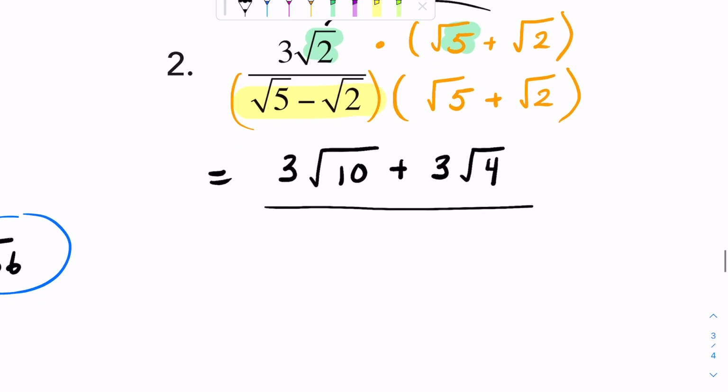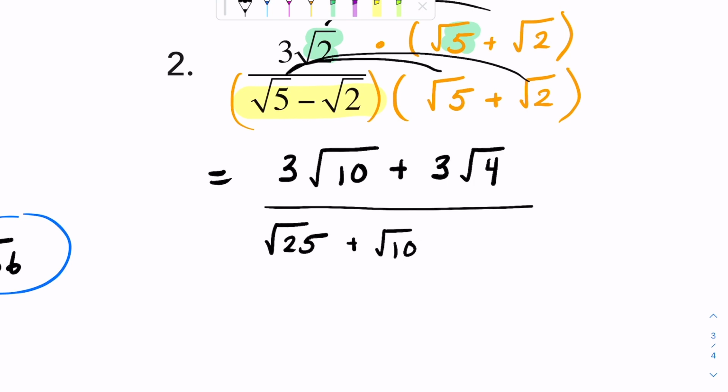In the denominator, square root of 5 times the square root of 5 is the square root of 25. Square root of 5 times the square root of 2 is positive square root of 10. Negative square root of 2 times the square root of 5 is negative square root of 10. Negative square root of 2 times the square root of 2 is negative square root of 4.